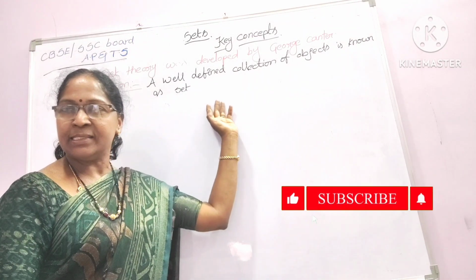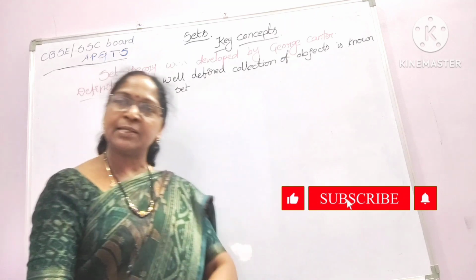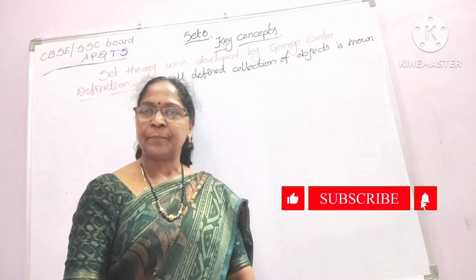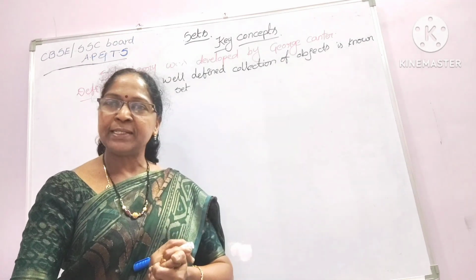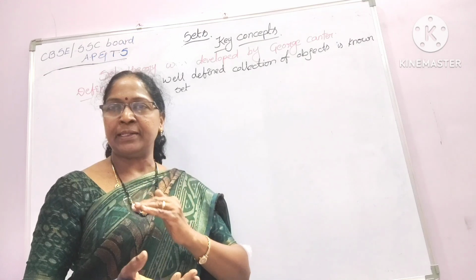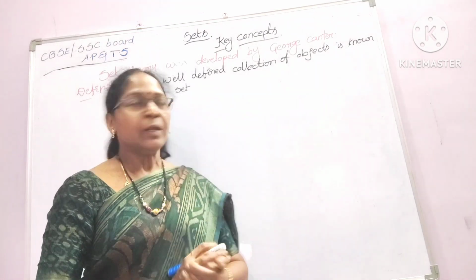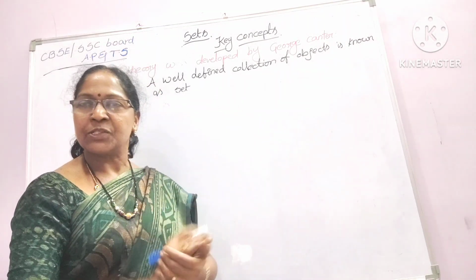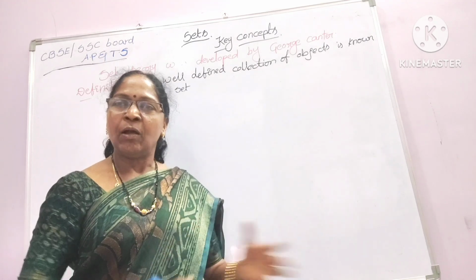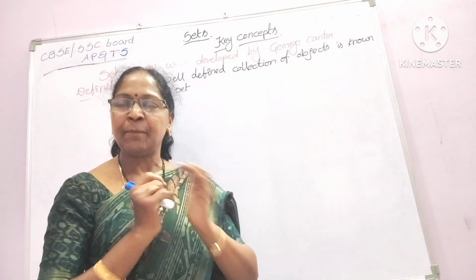A set is nothing but a well-defined collection of objects. Objects or elements, both are synonyms. What is a well-defined collection of objects? It is nothing but all objects or elements having the same property.